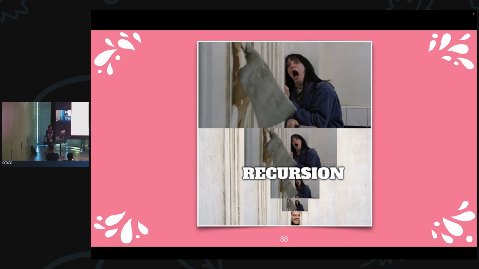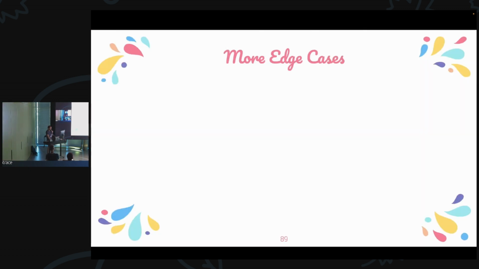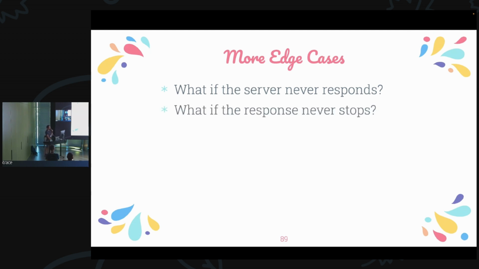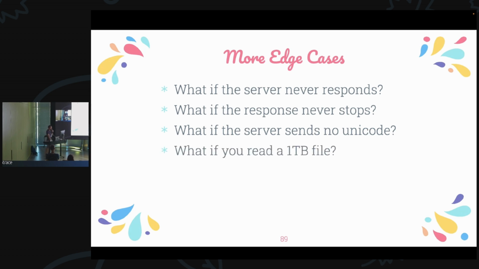Recursion. Say you want to check a website that has a million sub-pages. When do you stop? You can set a threshold, maybe 100 pages down. You have to keep track of that. But there's more. What if the server never responds? When do you give up? What if the response never stops? Do you ever stop? Like, it sends you 1 byte per second forever. What if the server sends no Unicode? Can you handle non-Unicode character sets? What if you read a 1 terabyte file?